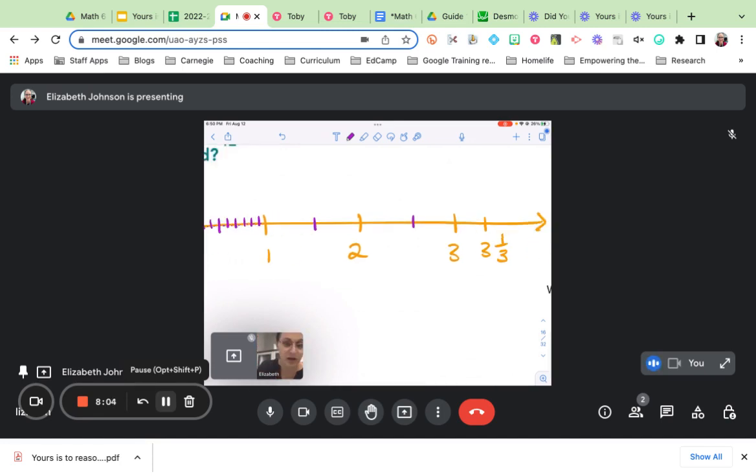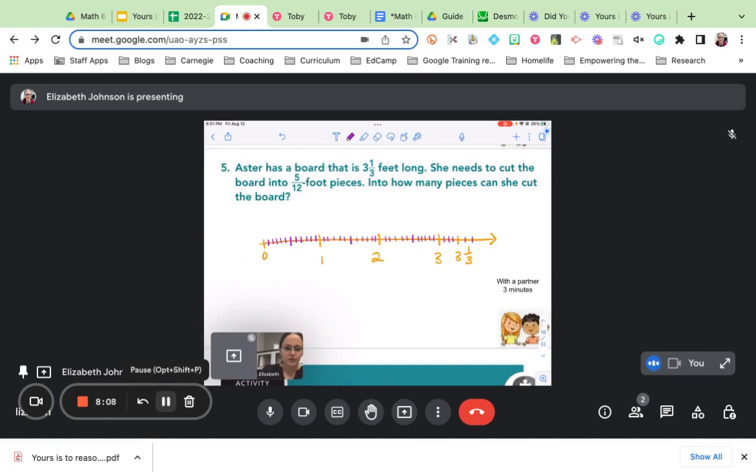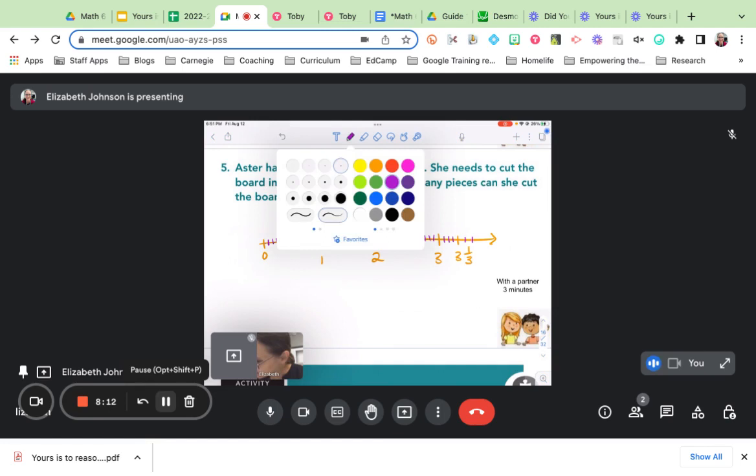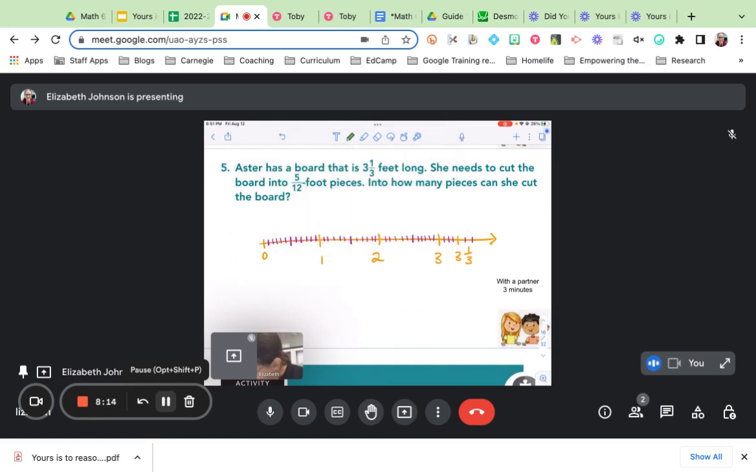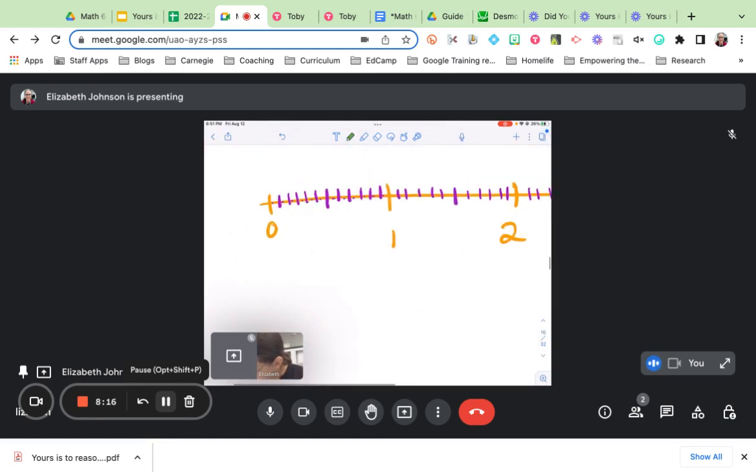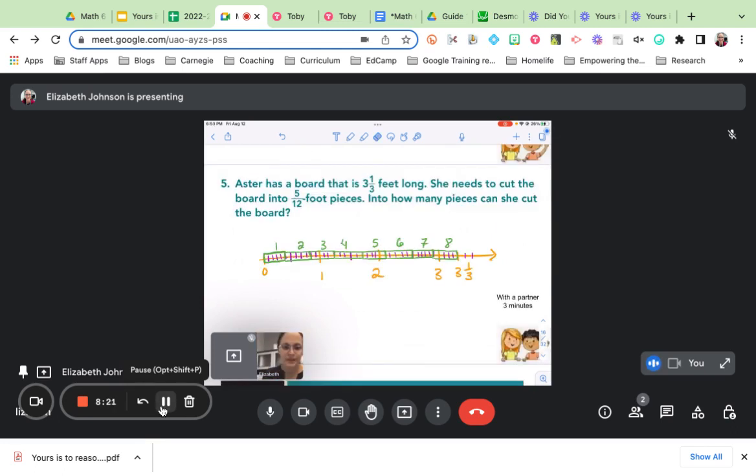I'll pause the video so you don't have to watch me draw all my little marks. Whew, that was a lot of little marks. Now let's divide it into sections of 5. I'm going to have to zoom in again to do this. 1, 2, 3, 4, 5. Let me pause it again while I draw these. So how many pieces can Aster cut? She can cut 8.